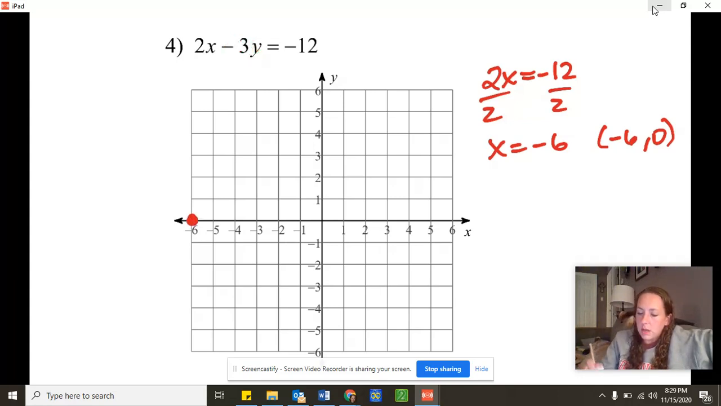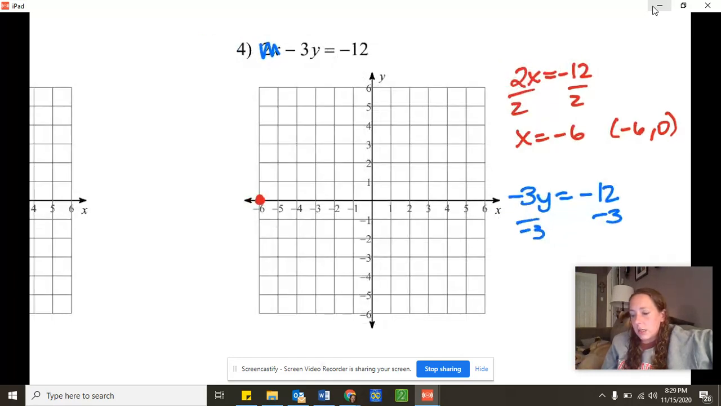Okay. Now, to find the y-intercept, I plug in 0 for x, which essentially just makes that go away. So that means I'm going to end up with -3y equals -12, which I just have to divide. And I get y equals 4, which means my y-intercept is the point 0, 4. Hey, look at that. I have 2 points. Bet if I connected them, I could make a straight line.